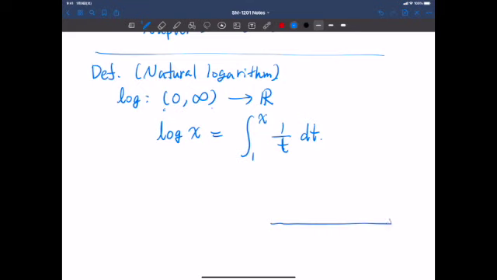Okay, so if we plot this function 1 over t, it looks like this. So t and 1 over t is something like this. So it's a decreasing function. So when t is 1, this value is 1. Okay. And this integral means the area under the curve. So suppose this is x. So in this case, the value of log x is this area.